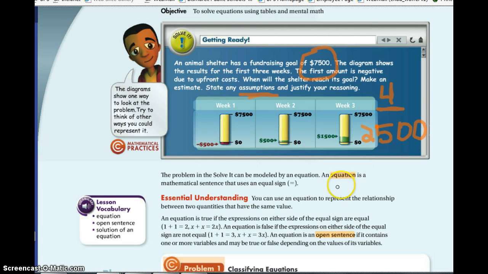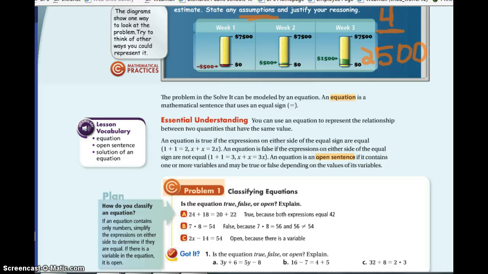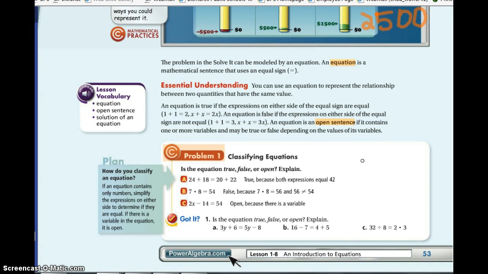So what exactly is an equation? An equation is a mathematical sentence that uses an equal sign. We've already talked about expressions, but now we're going to put an equal sign in them. So, essential understandings: you can use equations to represent all kinds of relationships in algebra. Algebra is all about patterns and relationships and formulas. So we're going to use equations to help us represent these things. If we're going to use equations, it's important for us to understand how to solve them. But I told you already that we're not really going to focus on solving them at this point.